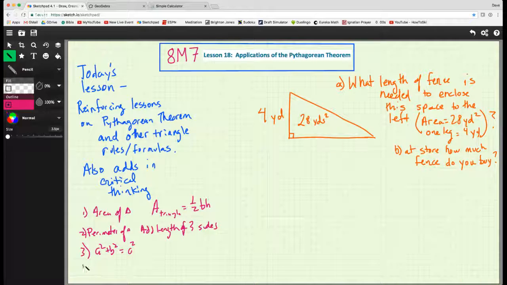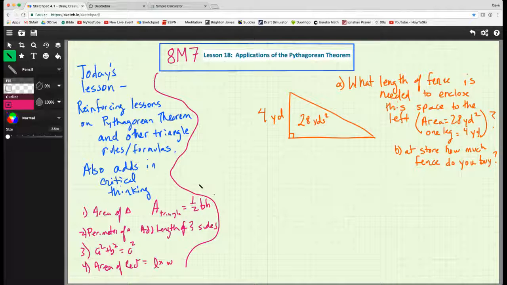You also need to know the area of a rectangle, which is length times width. There may be another formula or so, but I'll let you know when we get there. You should have these memorized anyway. These are building blocks that you're expected to take forward into high school and to know this year as well.